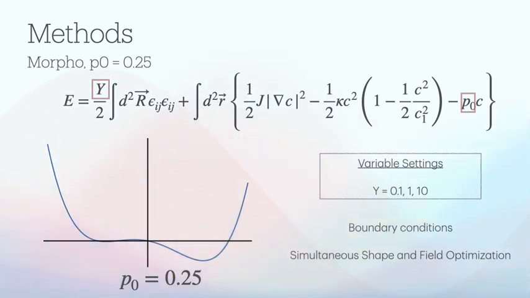Other than this, our method of imposing boundary conditions and simultaneously optimizing the shape and field configurations of the domain function the same way as previously without the swelling pressure, while we once again vary the Young's modulus between the values of 0.1, 1, and 10.